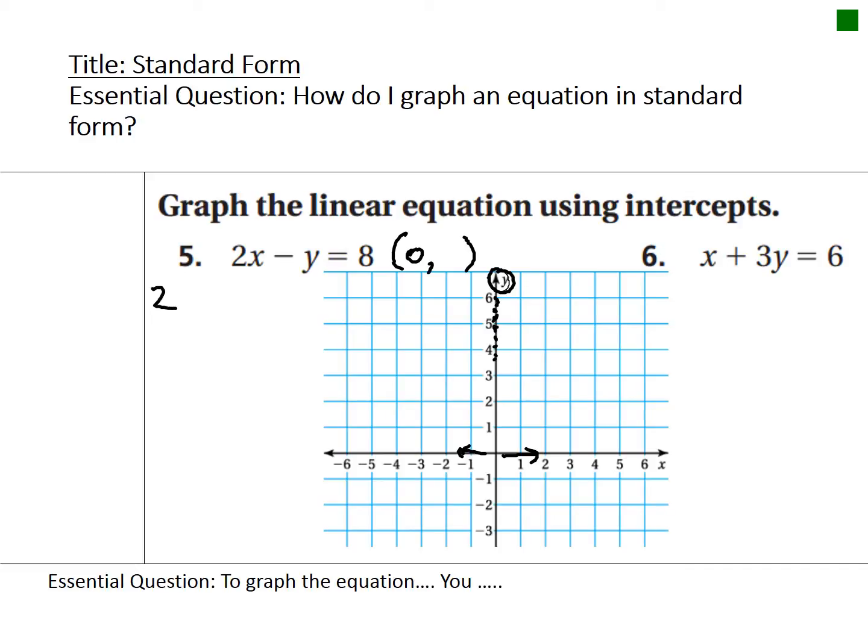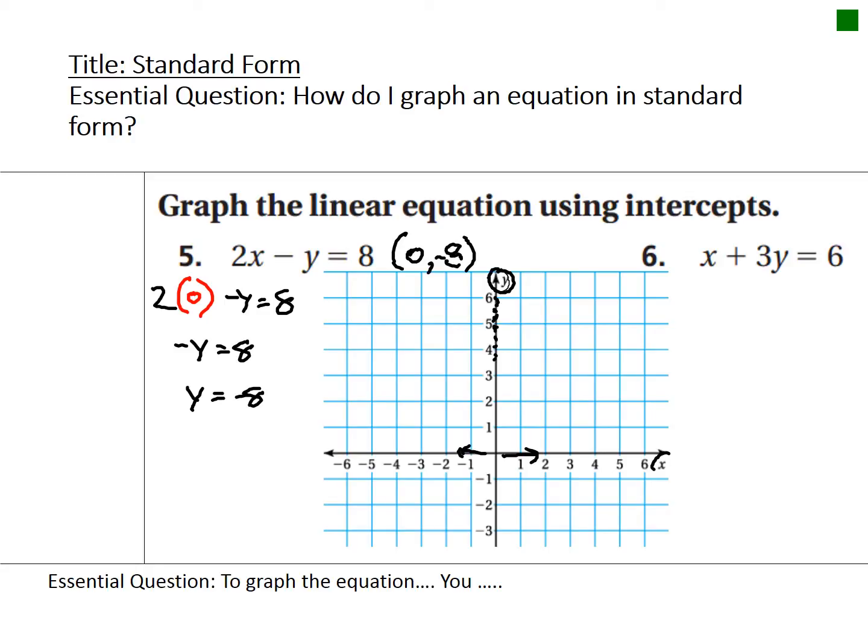That means in this equation, we can plug in 0 for x, and we'll find out exactly what the y value is when x is 0. Well, 2 times 0 is 0, and we have negative y equals 8, or y equals negative 8. So when x is 0, y is negative 8.